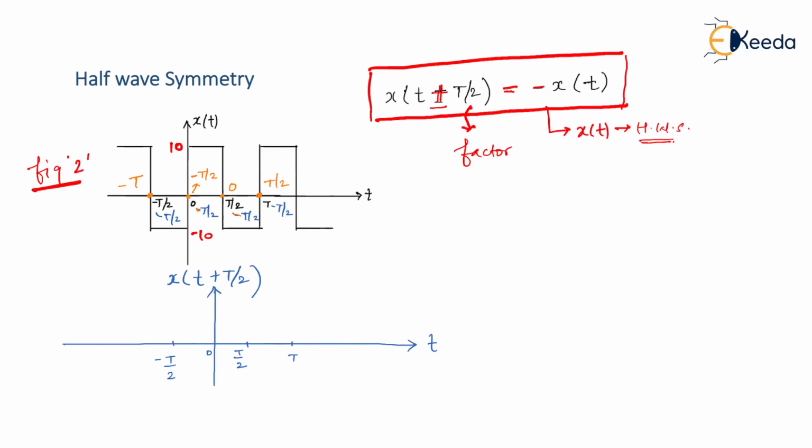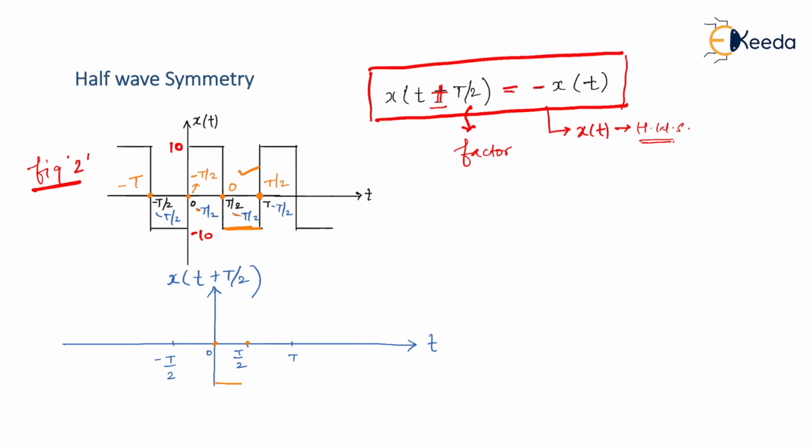Now you can observe here. Just check what is present between 0 to T by 2. Now minus 10 is present. So from 0 to T by 2, minus 10 is present. So I'll draw minus 10 here.